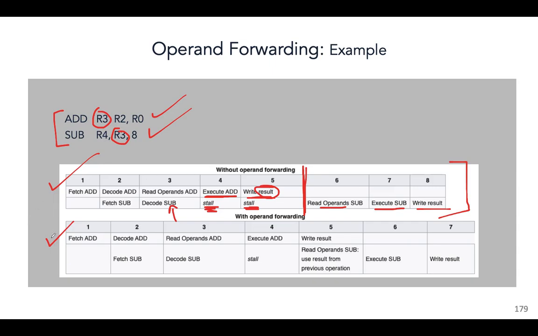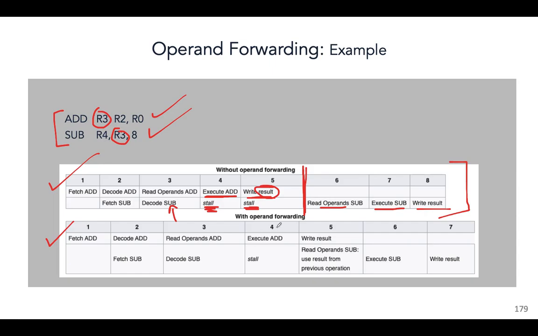Let's see. Alright, so the first clock cycle occurs and the first instruction is fetched. The second pulse occurs, the add instruction is decoded and the subtract instruction is fetched. Then the third pulse, the add instruction is reading its operands, and at the same time, the second instruction is decoded, right?